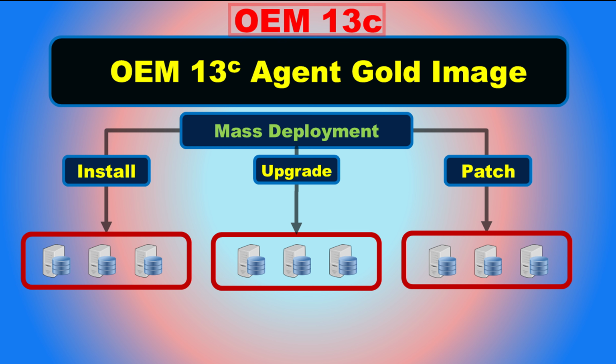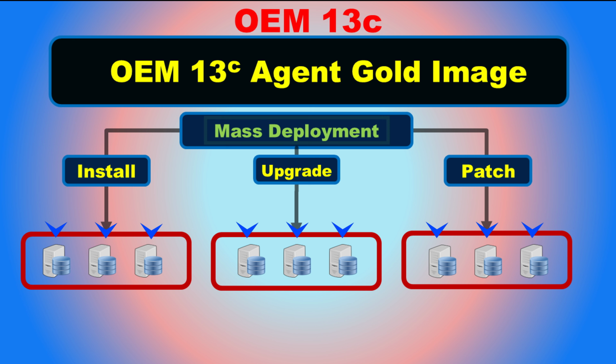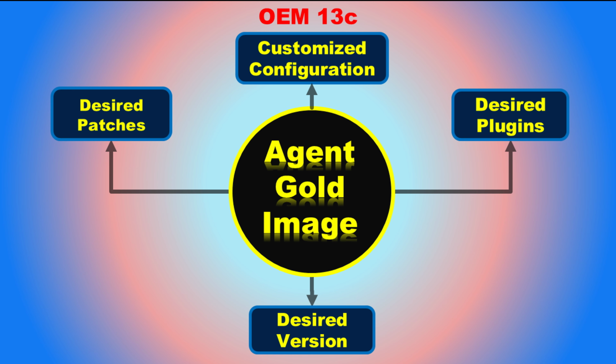Starting with 13c, Enterprise Manager Cloud Control offers Agent Gold Images option that can be used for mass deployment, that is install, upgrade, and patching of management agents on multiple hosts in your environment. So, what is an Agent Gold Image? An Agent Gold Image is an ideal state of a management agent software managed by Enterprise Manager.